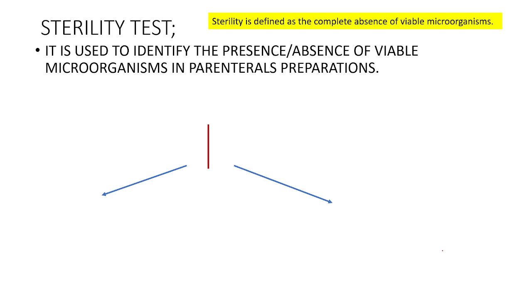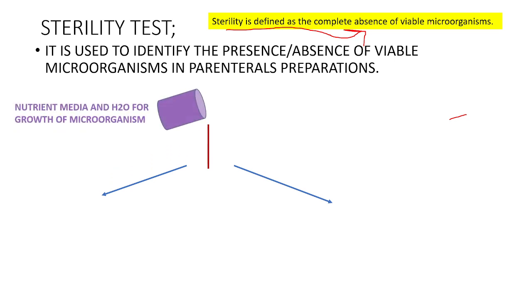The next one is the sterility test. Sterility is nothing but the complete absence of viable microorganisms. Complete absence. Even one microorganism cannot be allowed. Hence, complete absence of viable microorganisms we can call sterility.